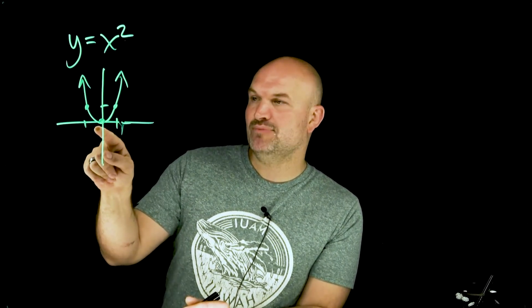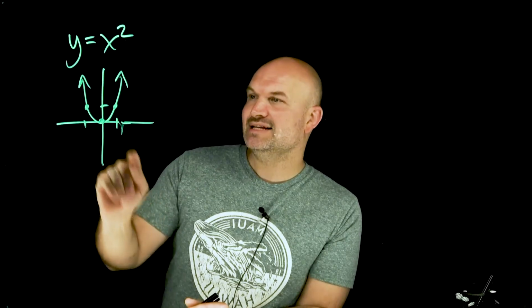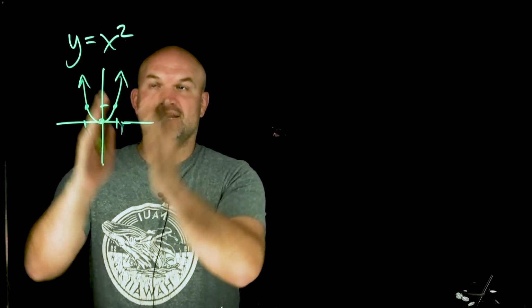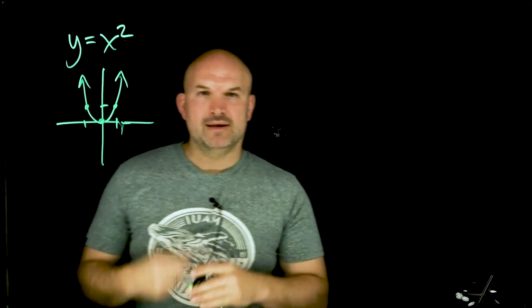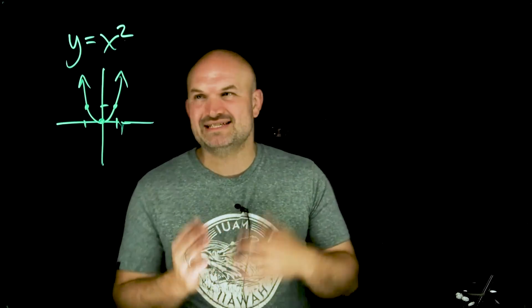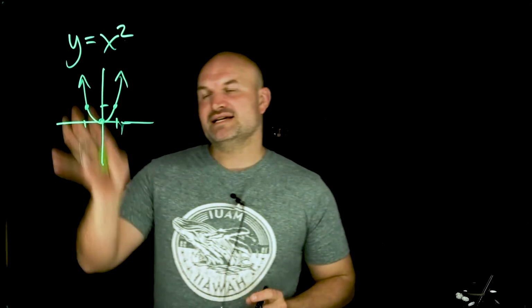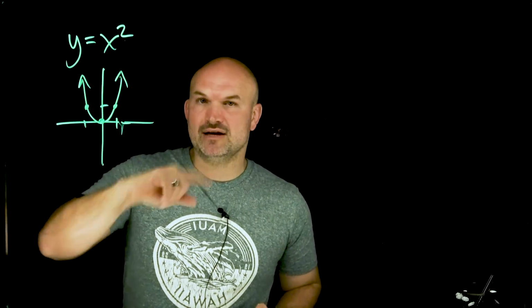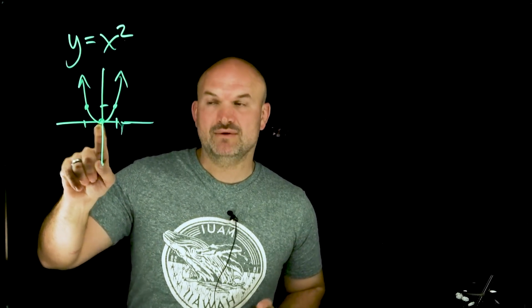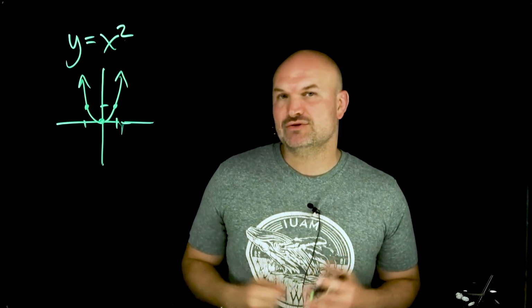It has a minimum point here at (0, 0), and the behavior of this is over 1, up 1, and then over 2, up 4. But we're not going to focus on graphing using a table or identifying all the values. I want to focus on understanding what the parent graph looks like, one point in that parent graph, which in this case is going to be the vertex (0, 0), and then applying transformations.